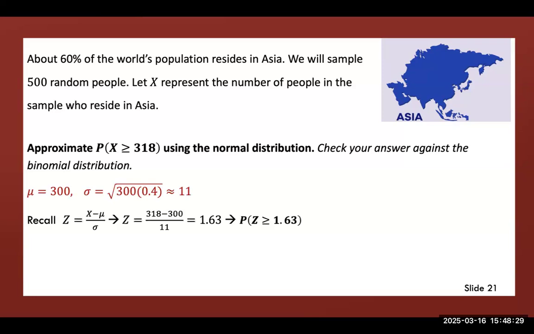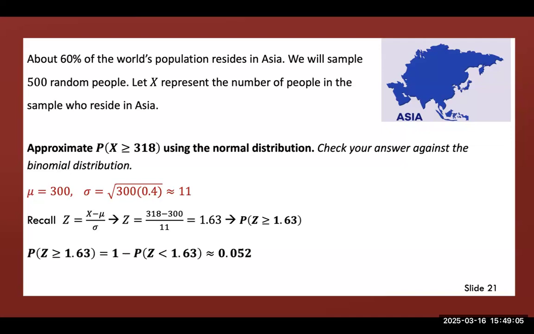So the next thing we do is we find our z-score for 318. If I plug that into z, for the x value, subtract the mean and divide by 11, I get 1.63. So 318 is about 1.63 standard deviations above the mean. Now what we're trying to find is the probability x is greater than or equal to 318. So we want z to be greater than or equal to 1.63. These are the same things.